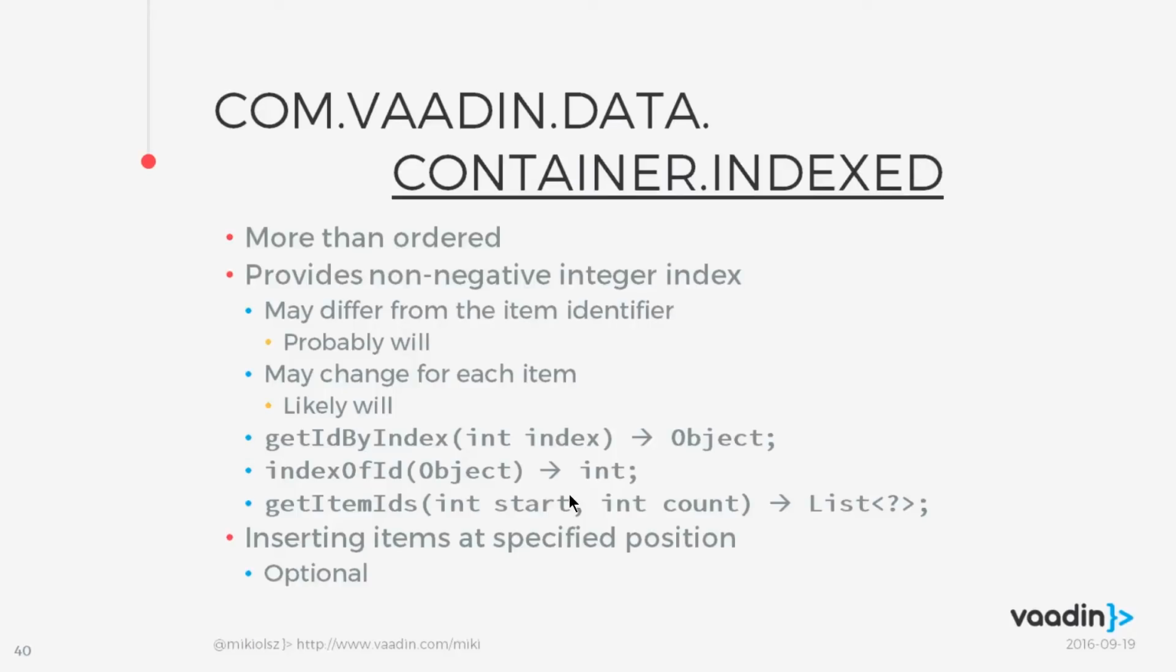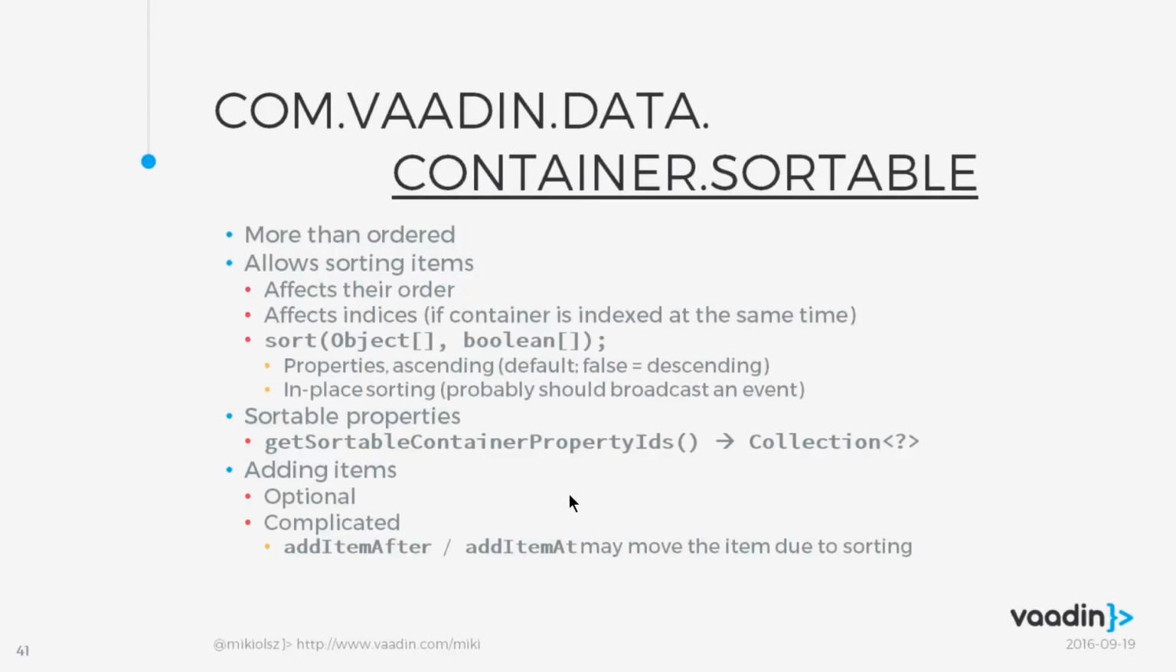The next step is that you have an indexed container. So now each item is associated not only with its ID, but also with a non-negative index. And you can get items by index, or you can find an index of an ID. Then once we have an order and we have indices, then we can sort a container, which is slightly more than an ordered container. You can call sort here, a method which takes an array of objects and an array of booleans. So these are the property identifiers, and this is whether they are ascending or descending.